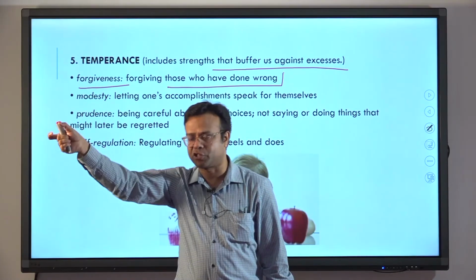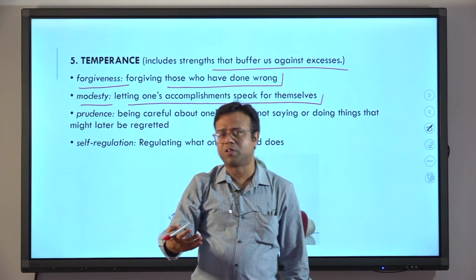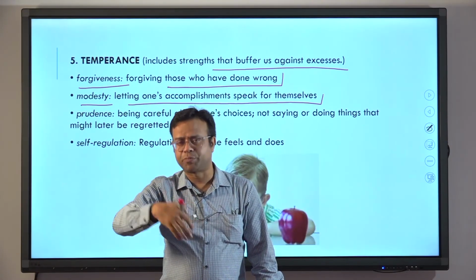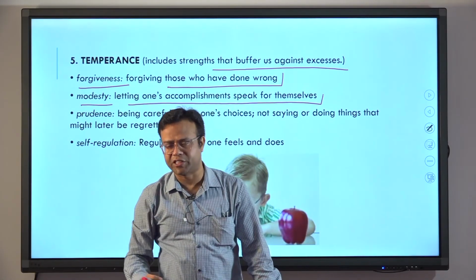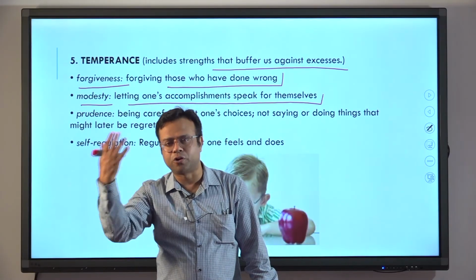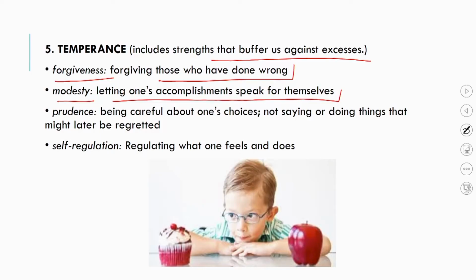You don't go into the excess or extremes of anything. Modesty is letting one's accomplishments speak for themselves. You don't start advertising all the time that you have achieved this and that. That is a lack of temperance, expressed in people when they show off and advertise too much about their achievements. Modesty means just the opposite. You don't speak too much, but your actions automatically speak. So that's called modesty. Prudence is about being careful about one's choices, not saying or doing things that might later be regretted.